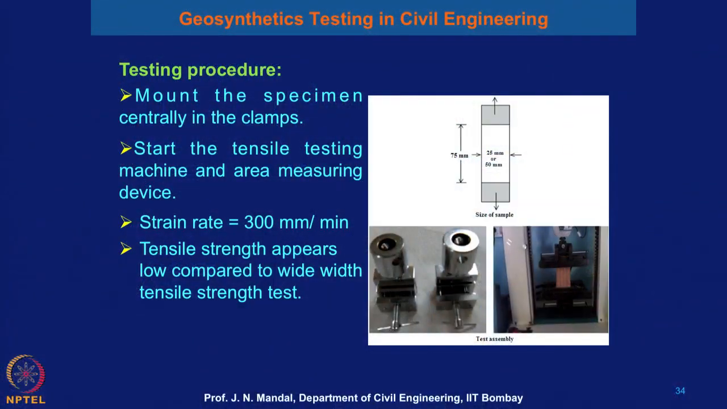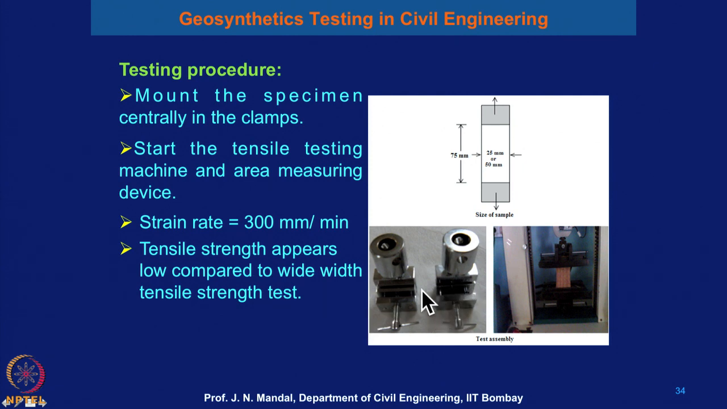So, testing procedure: mount the specimen centrally in the clamp in a universal testing machine, start the tensile testing machine and area measuring the device, and here strain rate is about 300 millimeter per minute. So, tensile strength appears low compared to a wide width tensile test. You can see this.